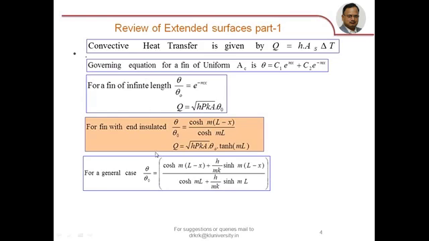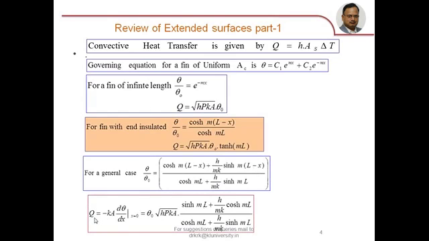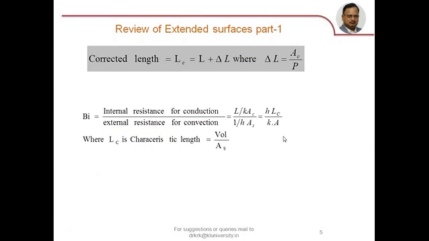So these are the three cases, and in this third case the rate of heat transfer Q is given by root of hP Ka theta naught into (sinh mL plus h by mk cosh mL) by (cosh mL plus h by mk sinh mL). So temperature distribution equations and heat equations in all the three cases are derived.